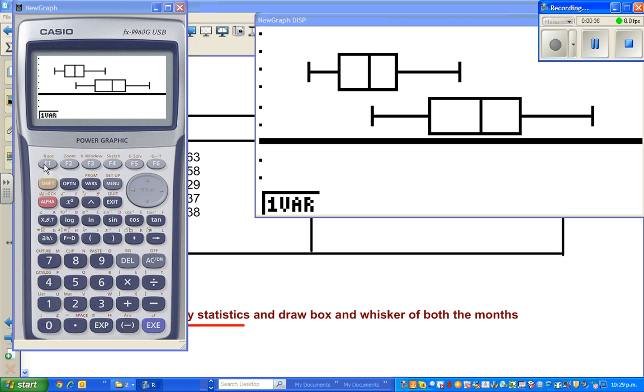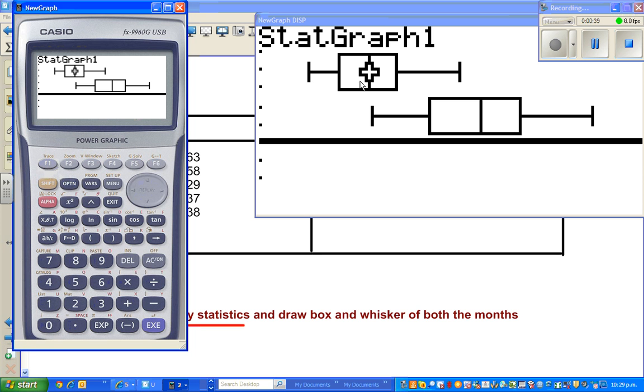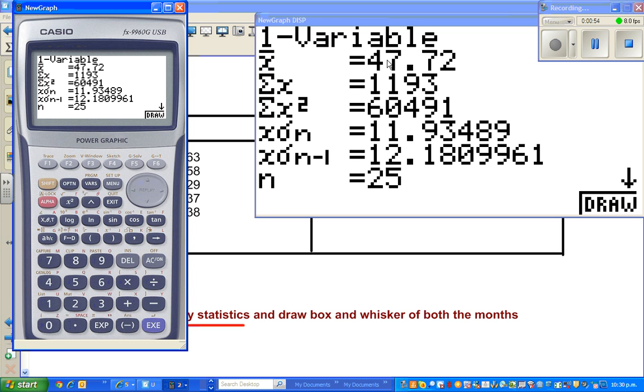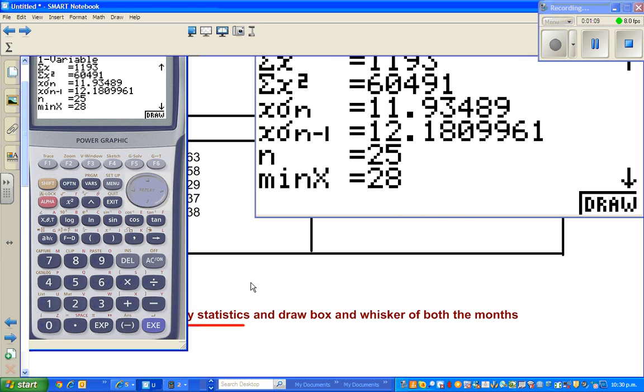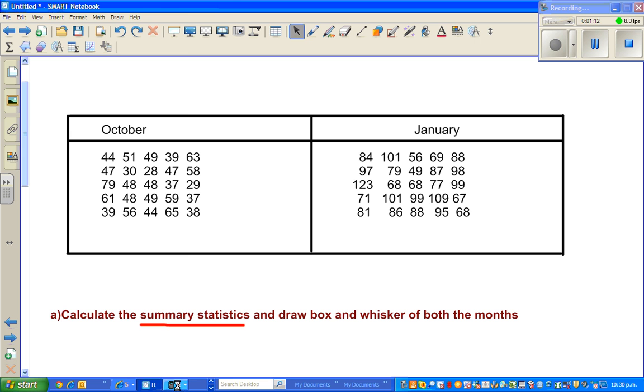What we do is click on F1, and I can see the cursor is on the upper box in this plot, which is of October. Now if I want to know the summary statistics of October, I click on execute. So here are the relevant statistics of October. Starting from the lowest value, n is 25, so there are 25 data points. Scroll down. The minimum is 28, which you can confirm from the box and whisker plot.